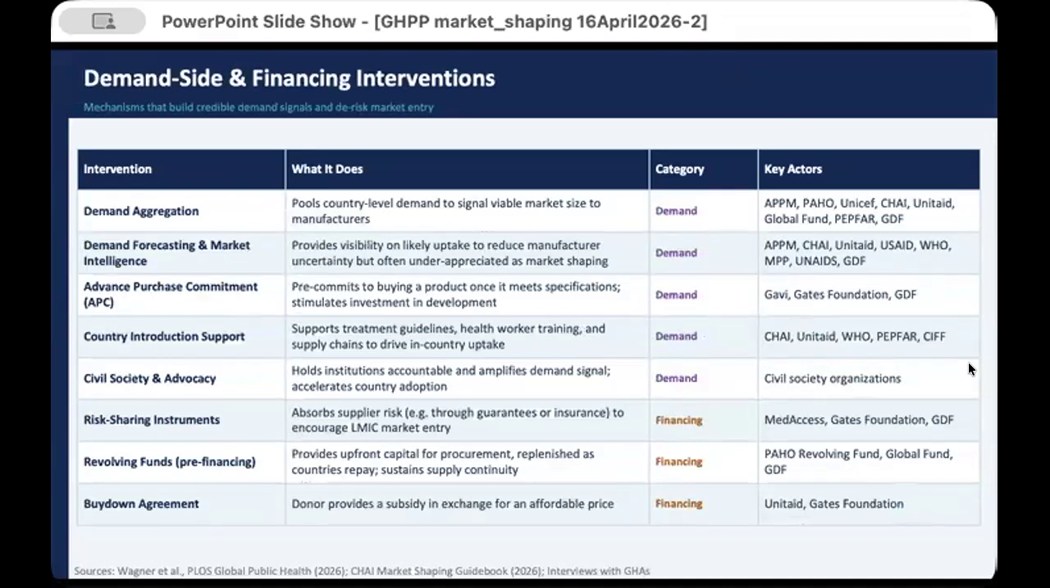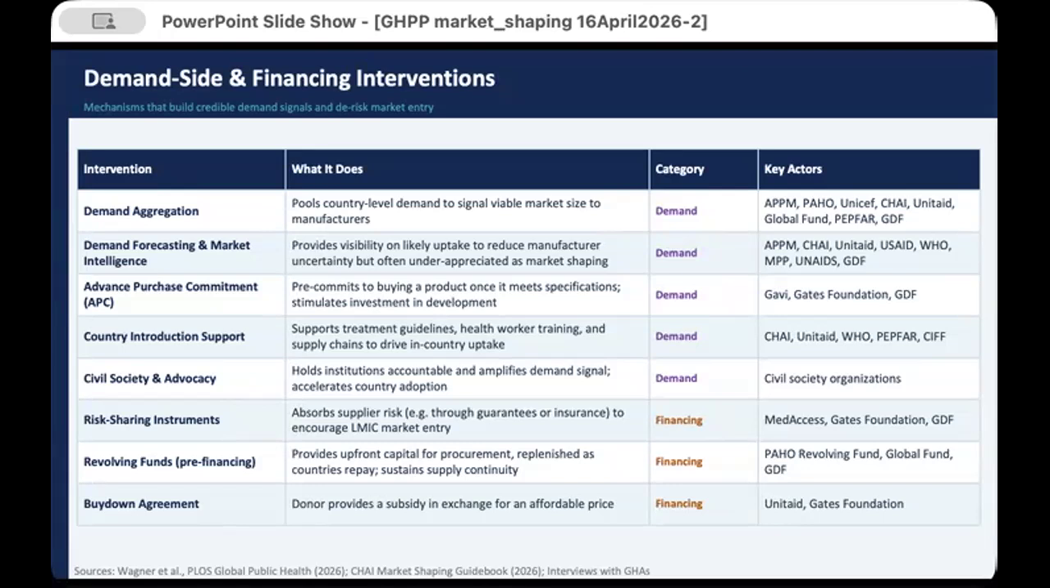On the demand side, there's, of course, demand aggregation that we all know. There's the very important role of WHO and others in terms of providing forecasting and market intel in order to signal demand, but also to try to make sure that there's adequate supply. Advanced purchase commitment, there's country introduction support.